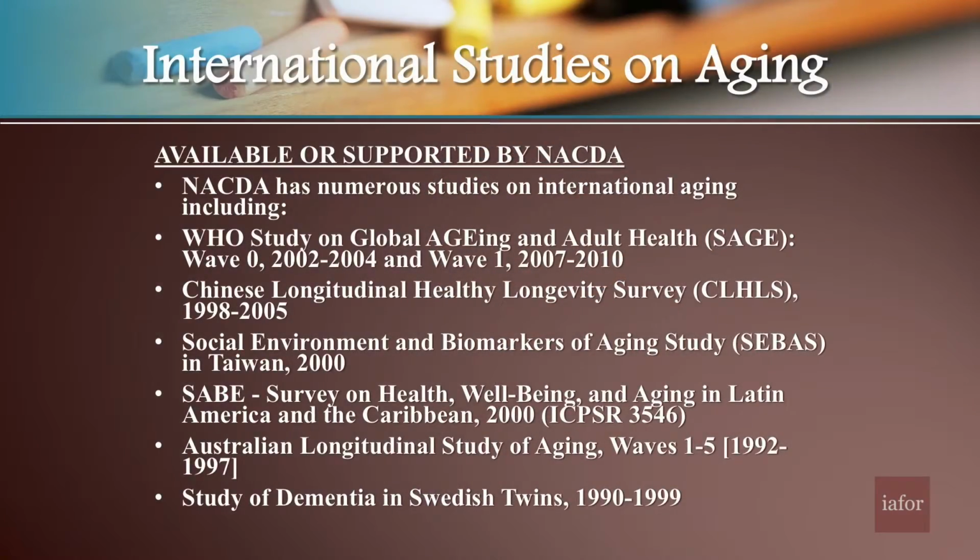Some of the studies we have that are available right now: the SAGE study, which is a very nice WHO study of global aging, a harmonized study that offers considerable insight into multinational aging. That was discussed also earlier today by the Global Aging Project. The Chinese Healthy Longitudinal Survey, the CES-D study, which looks at the interactions of social environment and biomarkers in Taiwan, the PAHO study, SABE, which looked at health and well-being in Latin America, multiple waves of the Australian longitudinal study, and the Swedish twins dementia study. We've added numerous studies since then, but this is just a quick overview of some of the studies we have.